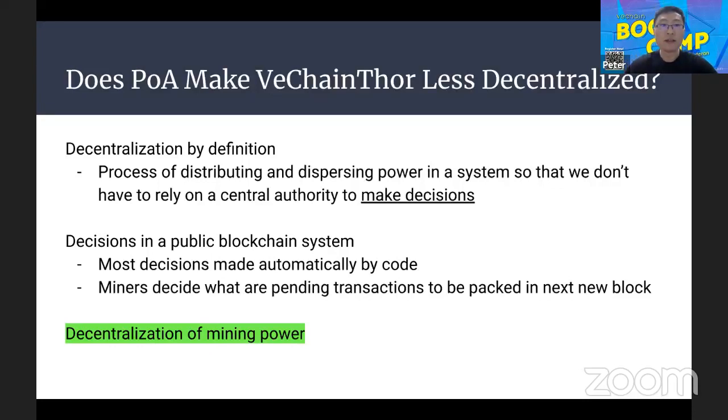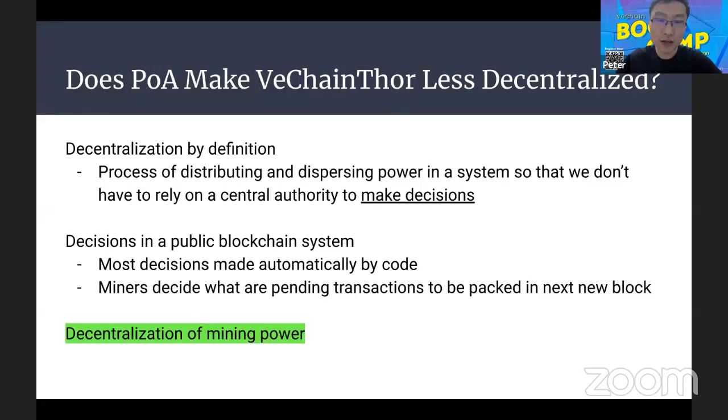By definition, decentralization is the process of distributing and dispersing power in a system so that we don't have to rely on a central authority to make decisions. So let's think about what kind of decisions we need to make in a public blockchain system. We all know that blockchain technology allows us to write decision-making rules inside code. So most of the decisions can be automatically made by blockchain code itself. That brings us a great level of decentralization. But there's one thing a blockchain node cannot decide. That is, it can't decide what are the pending transactions to be packed in the next new block.